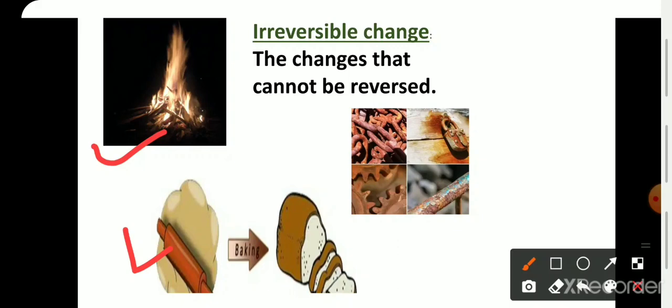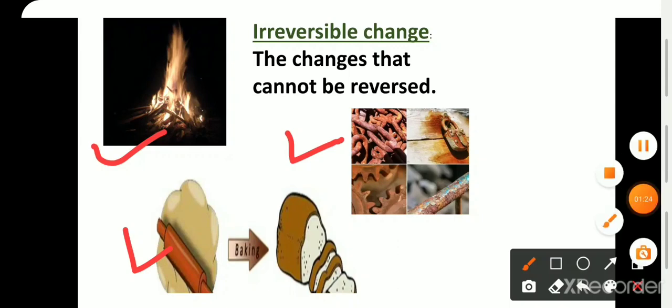Second, from dough to bread, or similarly from dough to roti, we cannot get the same dough again from that baked roti. Now third example, that is the rusting of iron. Once the iron is rusted, we cannot get the same iron as it was earlier. So all these changes come in the category of irreversible change. So I hope you understood what are reversible changes and what are irreversible changes.